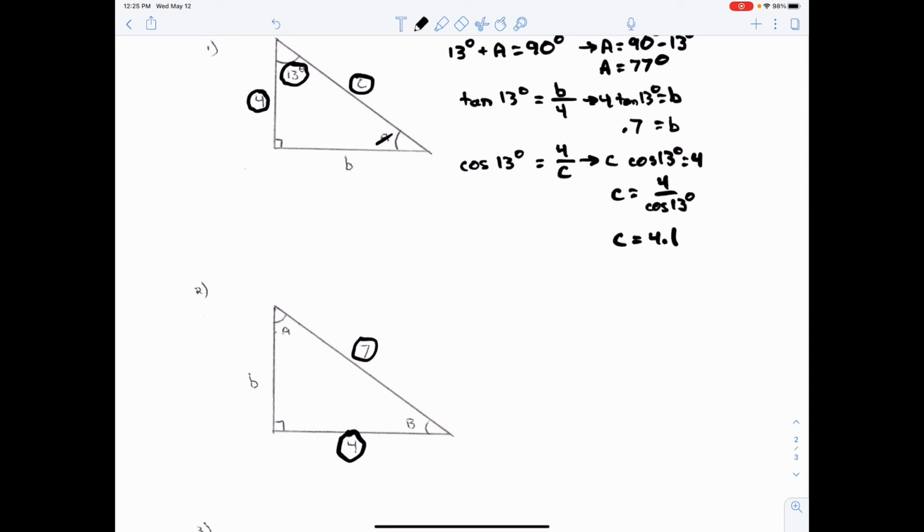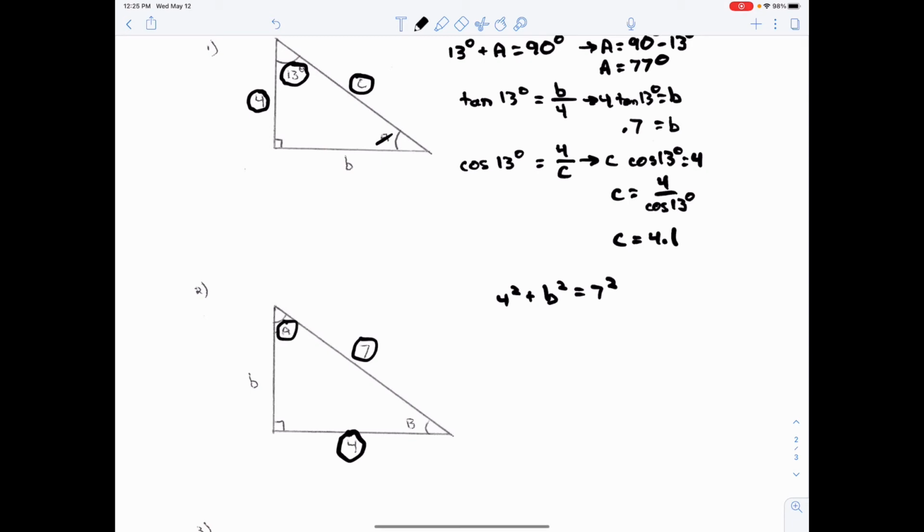Probably side B, because 4 squared plus B squared equals 7 squared. Again, I didn't need a trig function because I wasn't mixing up sides and angles. It's just sides. Okay, so fine, I've found side B. Let's find angle A now.